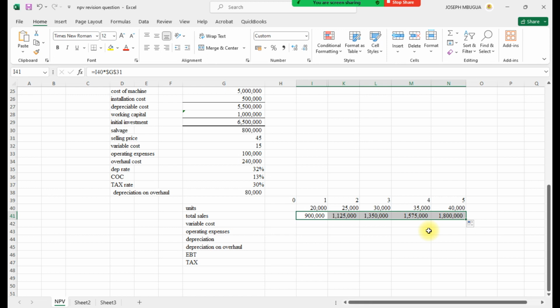Yeah, selling price is constant. We just lock it to get the total sales for each year.